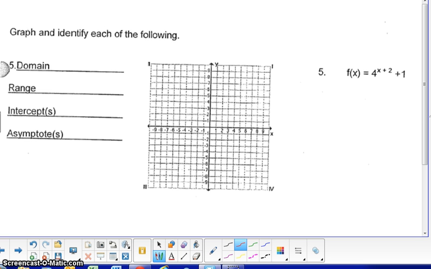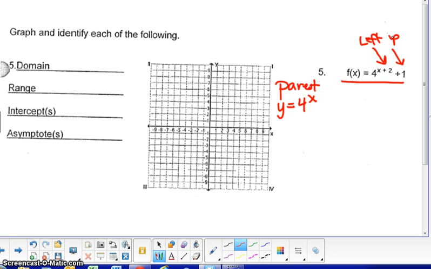Now we're going to graph and identify each of the following. So what we are going to base everything off of is the parent graph. And a parent graph of this function is going to be y equals 4 to the x. This is just symbolizing a shift to the left, and this is going to be symbolizing a shift up.